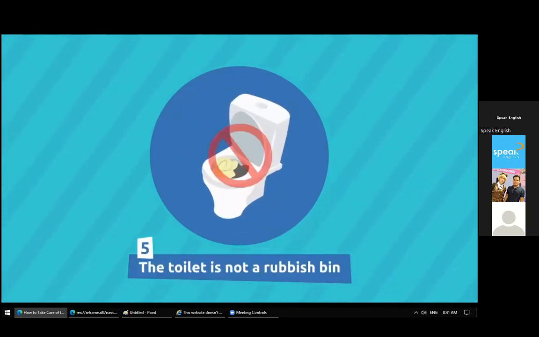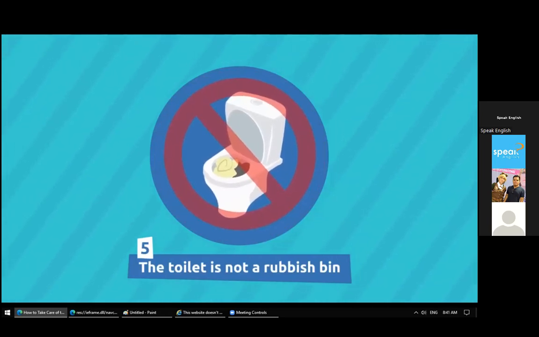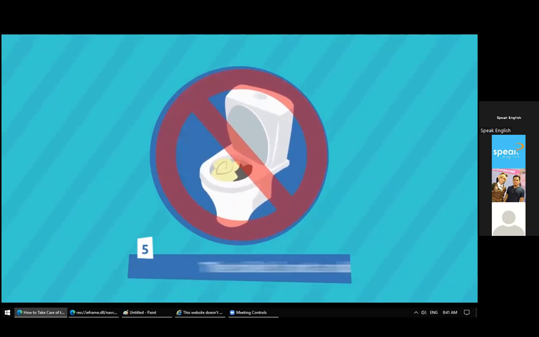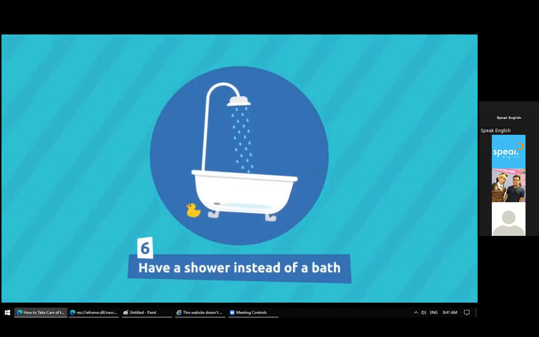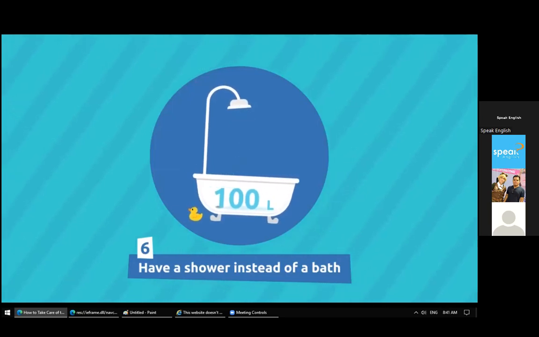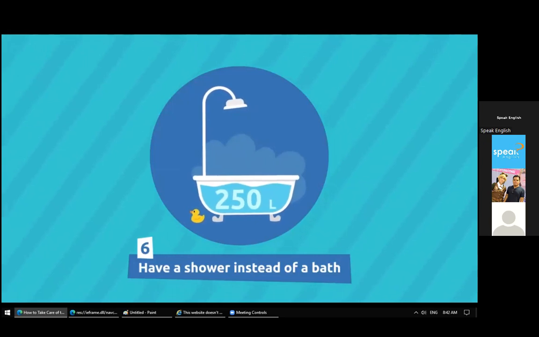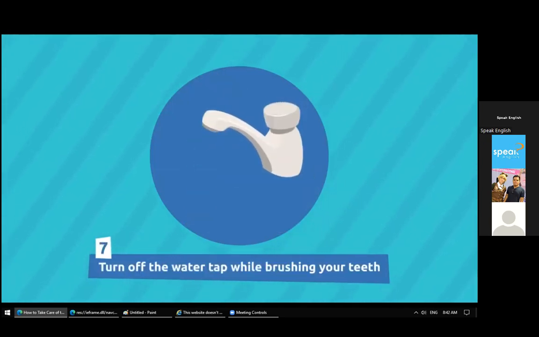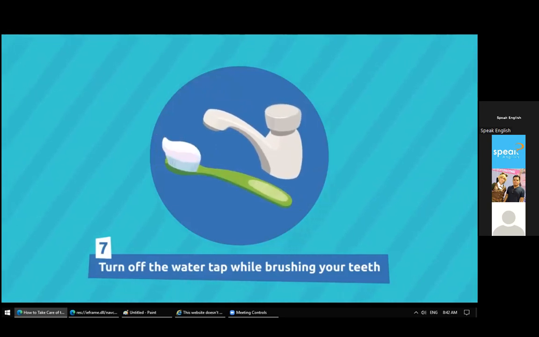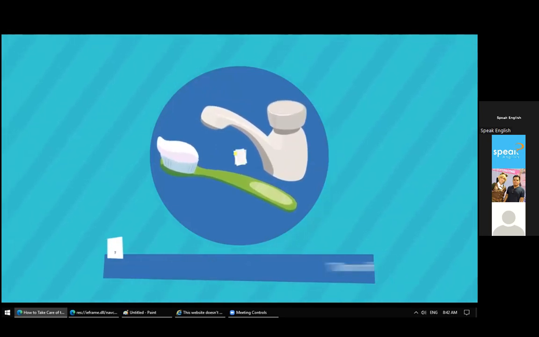To avoid wasting water, make sure taps are completely turned off. The toilet is not a rubbish bin. Did you know that we waste 10 liters of water every time we flush the toilet? Have a shower instead of a bath. A 5-minute shower uses about 100 liters of water, while a full bath would use up to 250 liters. Turn off the water tap while brushing your teeth. If you didn't shut off the faucet, you would waste an average of 20 liters every time you brushed your teeth.